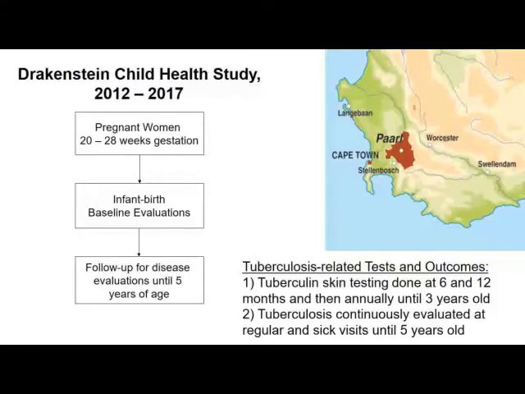The study measures a range of diseases, not just tuberculosis, and all these diseases are evaluated until 5 years of age. For the data that I'm going to present, tuberculin skin testing was performed at 6 months of age, and then 12 months of age, and then annually until 3 years of age. I'm going to talk about that a little more in a subsequent slide. Tuberculosis was continuously evaluated at regular and sick visits until 5 years of age. Participants were told that if they had any symptoms, they should come to the clinic as well, not just at regular visits. And this is the location of the study on the top right.